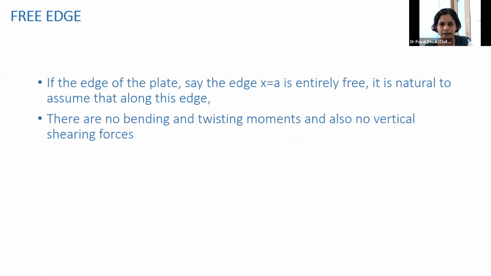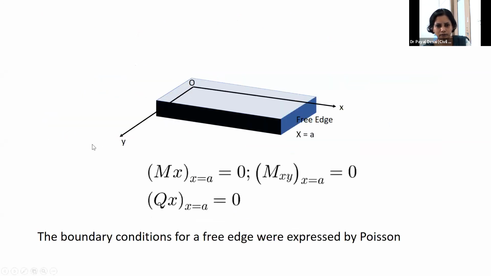And then we have the free edge. On a free edge we have three boundary conditions that everyone knows: zero shear and zero moments. But here we have two moments, the twisting moment as well as a moment in the x direction. With x equal to a, this edge is free, and I have Mx, My, Mxy, and Qx. So there is a problem here because there are three conditions, and I should prescribe only two. Three are too many. These conditions were prescribed by Poisson.